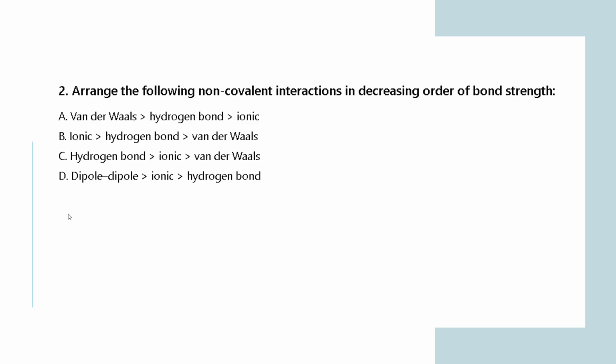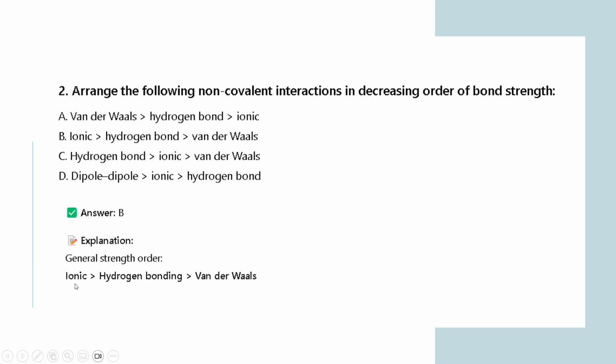Option B. Okay. So, decreasing order of bond strength. Nice. So, option B is the correct answer. It is the ionic interaction, which is ranging in between like I think 10 or something. So that is the range of ionic interaction. Hydrogen bonding maybe 2 to 5, and van der Waals is less than 2 kcal per mole, right?